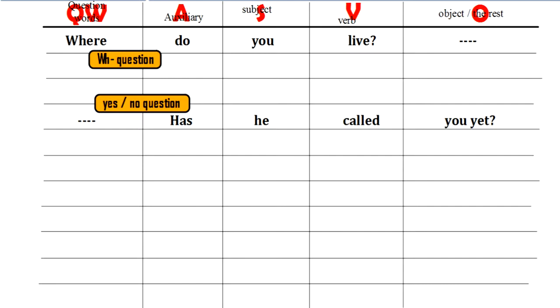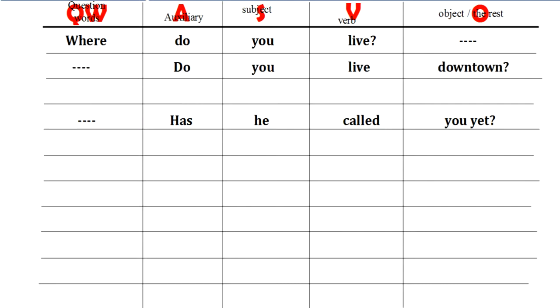So the first thing we want to note about the QWASVO pattern in the chart is that when the question word column is blank, you're looking at a yes-no question. Otherwise, it's a WH question. Now, maybe I want to have a yes-no question with do. You could say, do you live downtown? And now it's a yes or no question. Yes, I do. No, I don't. Or I can have a WH question in the present perfect. Why hasn't he called you yet?